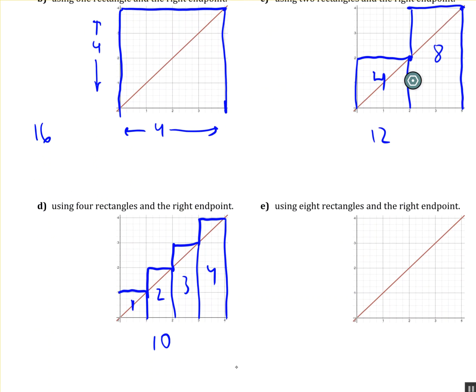Let's do 8 rectangles using the right endpoint. Since I'm going from 0 to 4, each is going to have a width of a half. If I divide 4 into 8 equal spots, they're each going to be a half. And again, I'm going to draw them so that the rectangles connect with the function on the right endpoint, the right side of the rectangle.